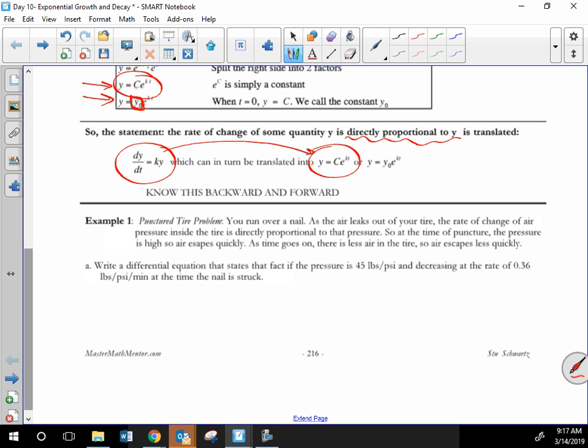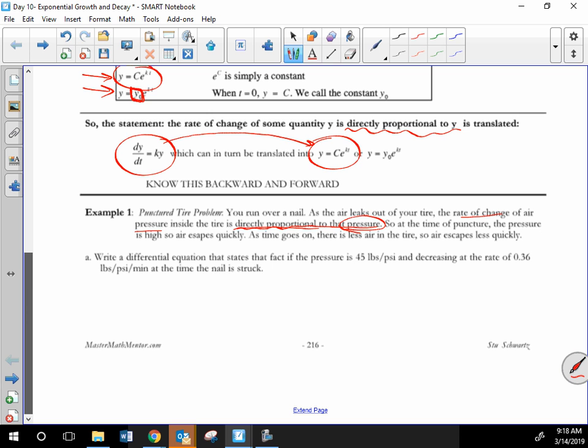Okay, so our first example here, we've got a punctured tire. We run over a nail, bummer. As the air leaks out of your tire, the rate of change of air pressure inside the tire is directly proportional to that pressure. At the time of the puncture, the pressure is high, so air escapes quickly. As time goes on, there's less air, so air escapes less quickly. All right, so write a differential equation that states that fact if the pressure is 45 psi, and decreasing at the rate of 0.36 psi per minute at the time the nail is struck.